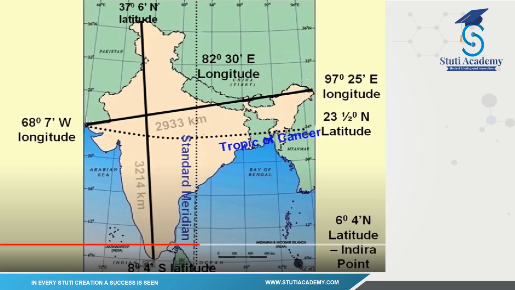So now see this longitude, 82 degrees 30 minutes east. This is very important, as this question is asked in exams: what is the standard meridian? Along this 82 degrees 30 minutes east, we calculate the standard time of India. From west to east, the Tropic of Cancer passes through 23.5 degrees latitude.